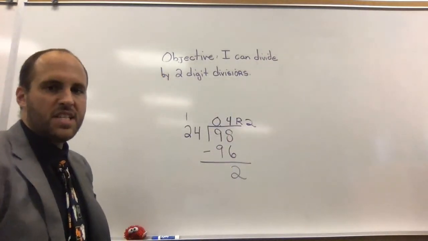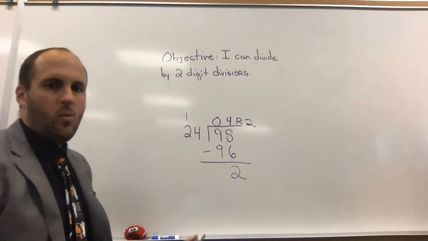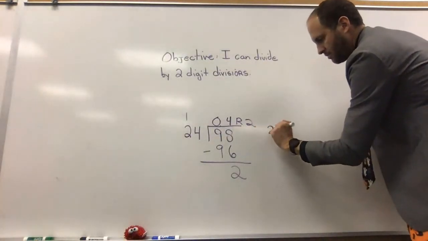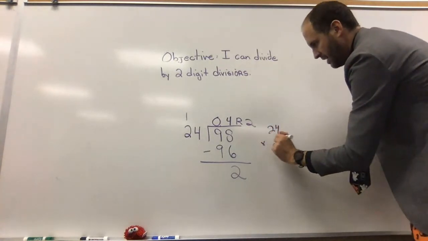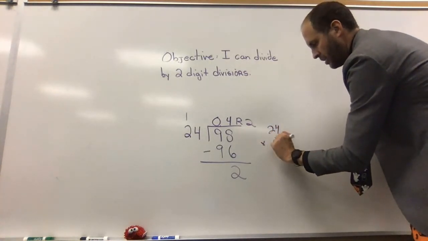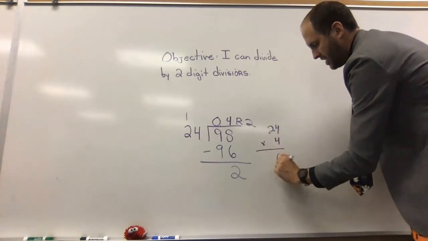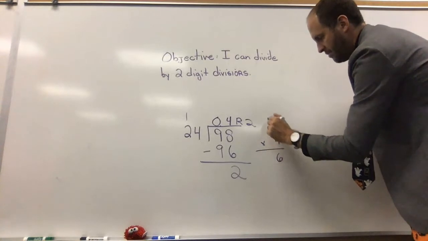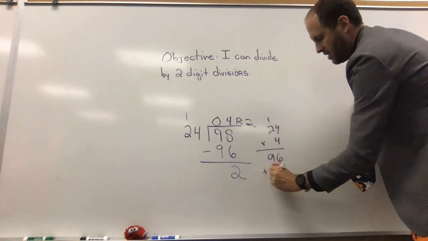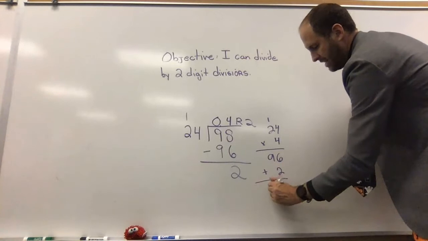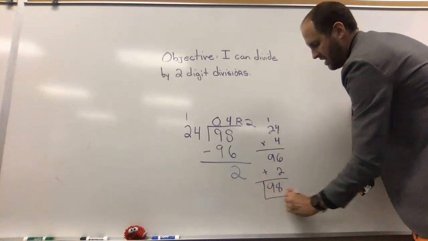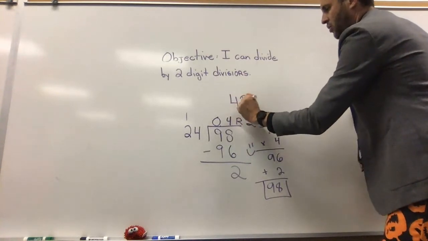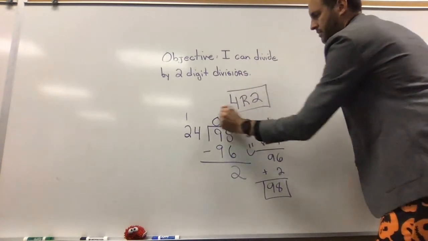You check this the same way you would check a one-digit division problem. You take your divisor, 24, and multiply it by 4, your quotient. 4 times 4 is 16. 2 times 4 is 8, plus 1 is 9. Add your remainder: 96 plus 2 is 98. And again, everything worked out. So your answer is 4, remainder 2.